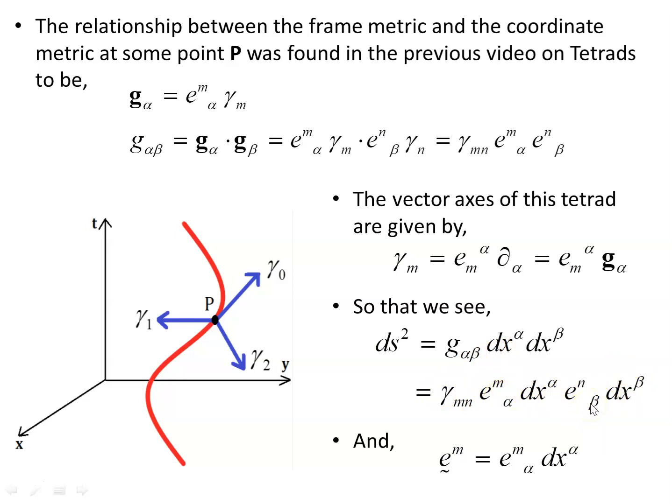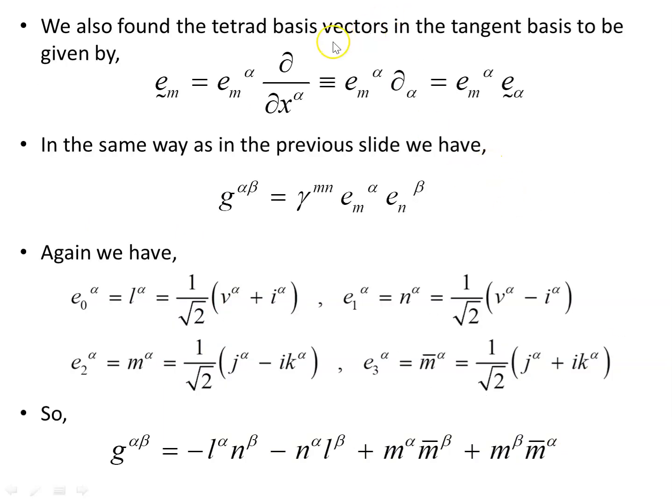And that helps to tell us, also we have from that same video too, em upper was em lower alpha d alpha. So this is in the cotangent basis here. This one here is in the coordinate basis. This is in the tangent basis. This is in the cotangent basis, or the dual basis. This one form here. And we found the tetrad basis vectors and the tangent basis to be given by this object here. This is a tangent basis, right? And when they're raised, they're in the cotangent basis, which I'll leave that for now.